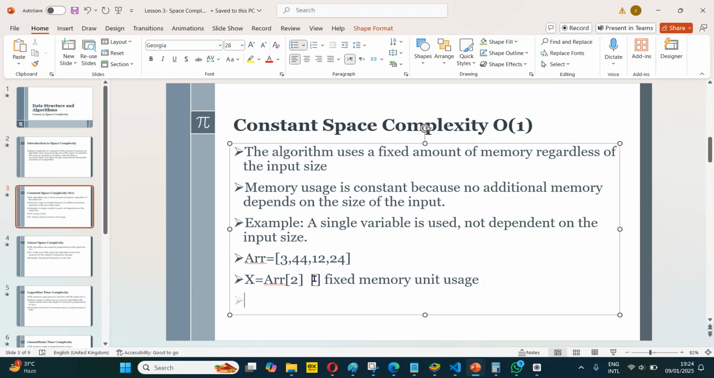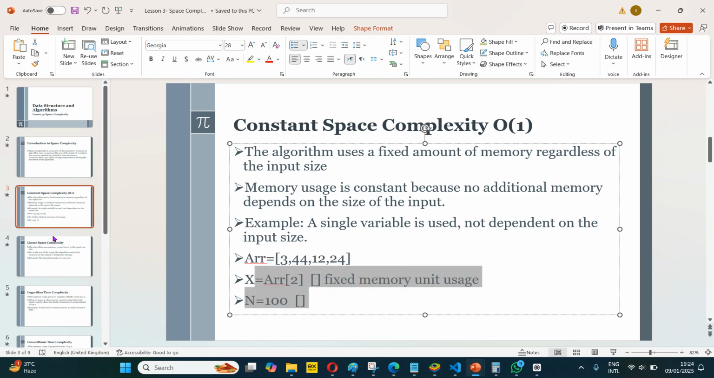Now let's assume another example. Let's say we have a variable called n that is assigned 100. This still uses a fixed memory unit. You can see the memory usage is constant because no additional memory depends on the size of the input.